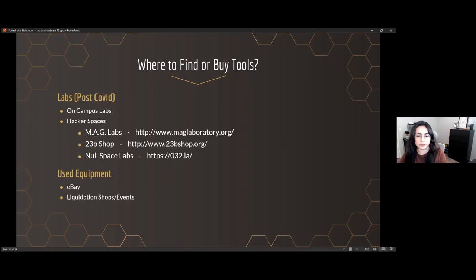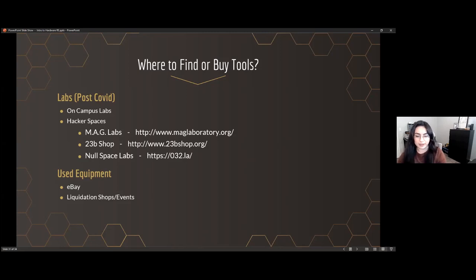If you want to start playing with some of those more complex tools like an oscilloscope, function generator, or a nifty power supply, there are some on campus. I know things are kind of closed right now because of COVID, but that resource is there. And I'm pretty sure if you talk to some of the lab techs and ask when there's open time, you can get access to those. They're there for your learning.